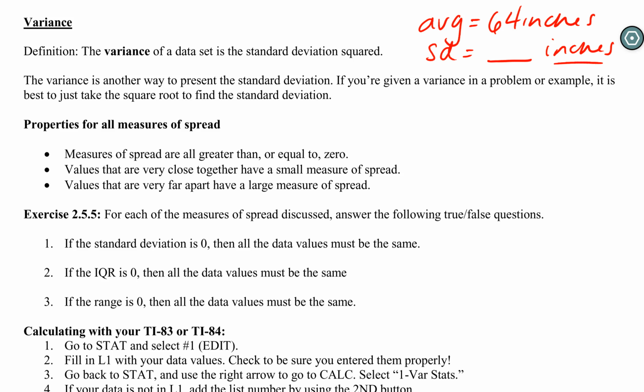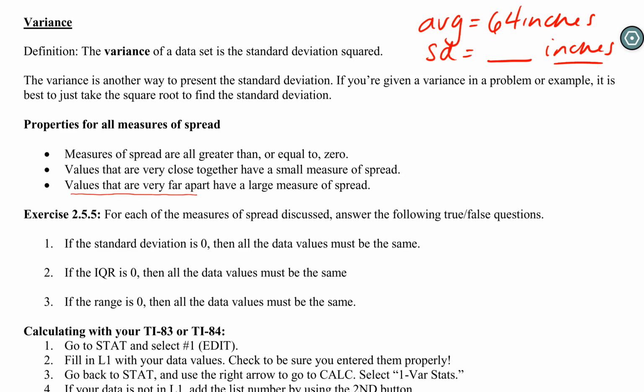For every measure of spread, we had these general properties. They are what we saw in that Rate My Professor example. As the values get further apart, the measure of spread is bigger. And for all of them, they are greater than or equal to 0. There is no way to have a negative spread. That doesn't exist. So you either have no spread, everything's exactly the same, or you have some spread.